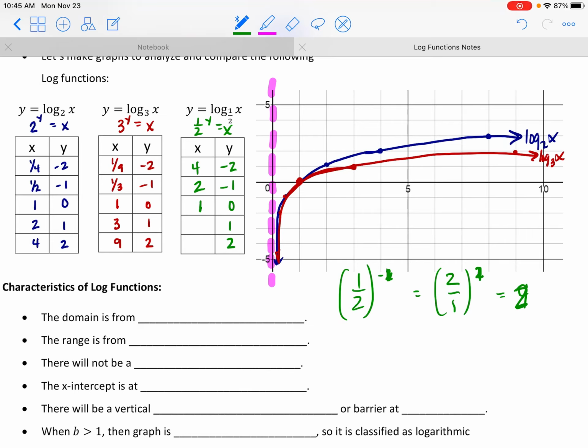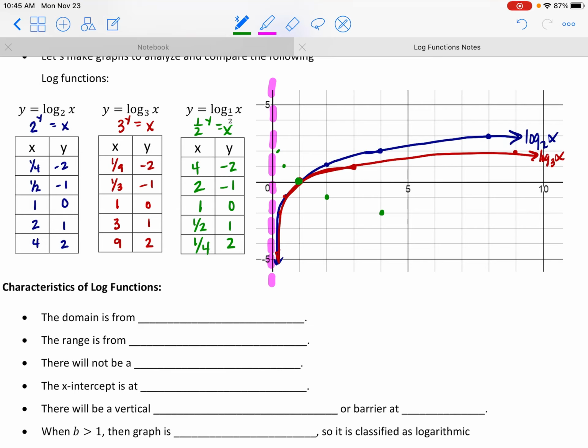Anything to the power of 0 is 1. Anything to the power of 1 is itself. And then 1/2 squared is going to be 1/4. So on the graph, again, we're going to see a reflection of what we did in blue. So at x equals 4, our graph is down at -2. At x equals 2, we're at -1. And x equals 1, we're at 0. And then at 1/2, we're at 1. And then at 1/4, we're at 2.